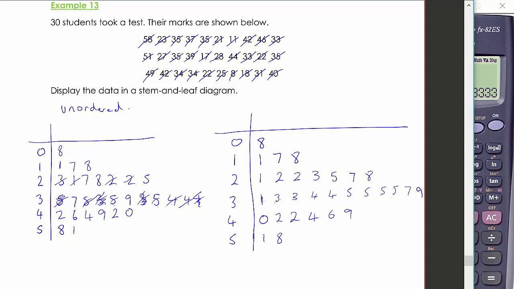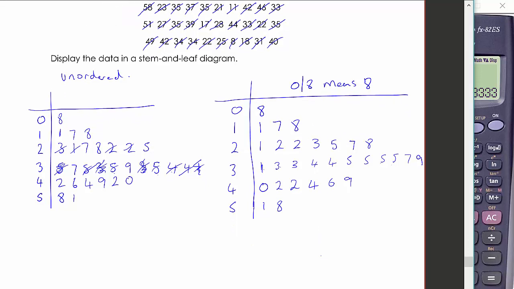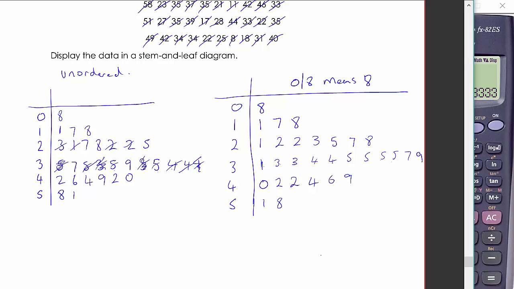Now there's one more thing that we need to add to this, and that's a key. And so what I'm going to do is I'm going to say 0, 8 means 8. And that's important because in another context, our numbers might be decimals. And so 0, 8 might mean 0.8. So the key is very, very important and must be there.